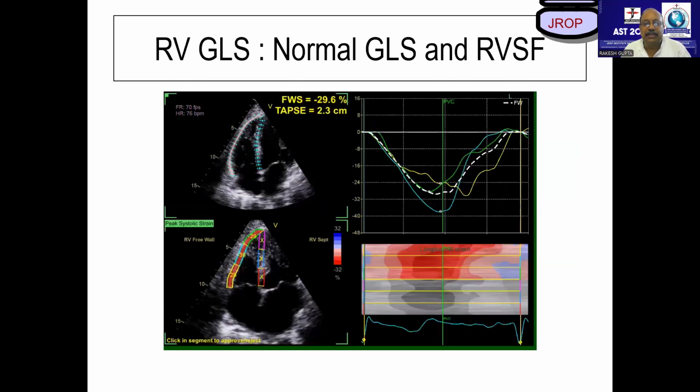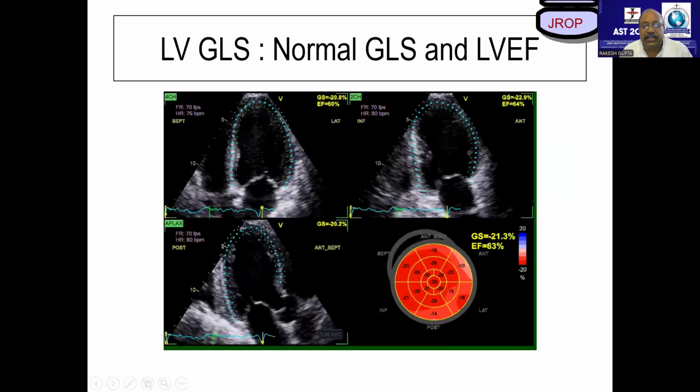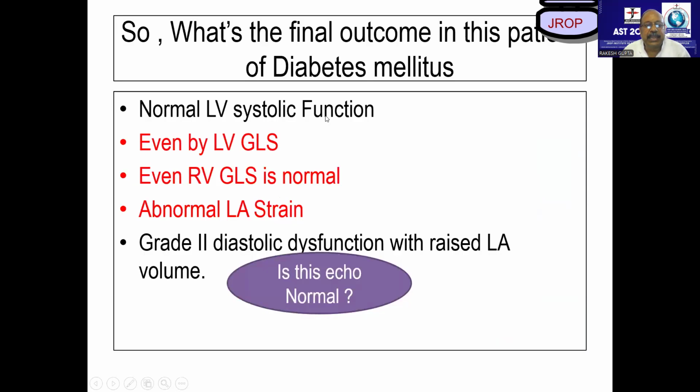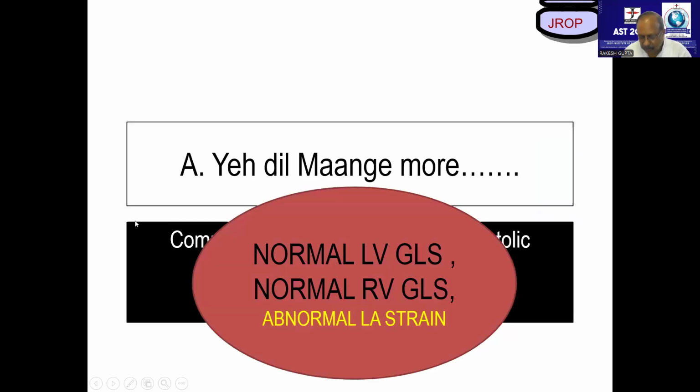GLS, normal in this subject. Same patient, look at the GLS, which is almost 21. Diabetic hypertensive, you look at the RV strain, even RV strain is normal in this patient. And now, what is the final outcome? Normal LV systolic function, normal GLS, normal RV GLS, abnormal RA strain, and grade 2 diastolic dysfunction with raised LA volume index.